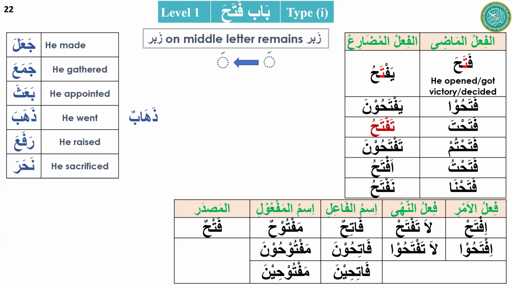Maryam Batul. Start from Iftah, level 1, chapter 1. Fataha, yaftahu. Fataha, he opened. Fatahu, they opened. Fatahta, you opened. Fatahtum, you all opened. Fatahtu, I opened. Fatahna, we opened.